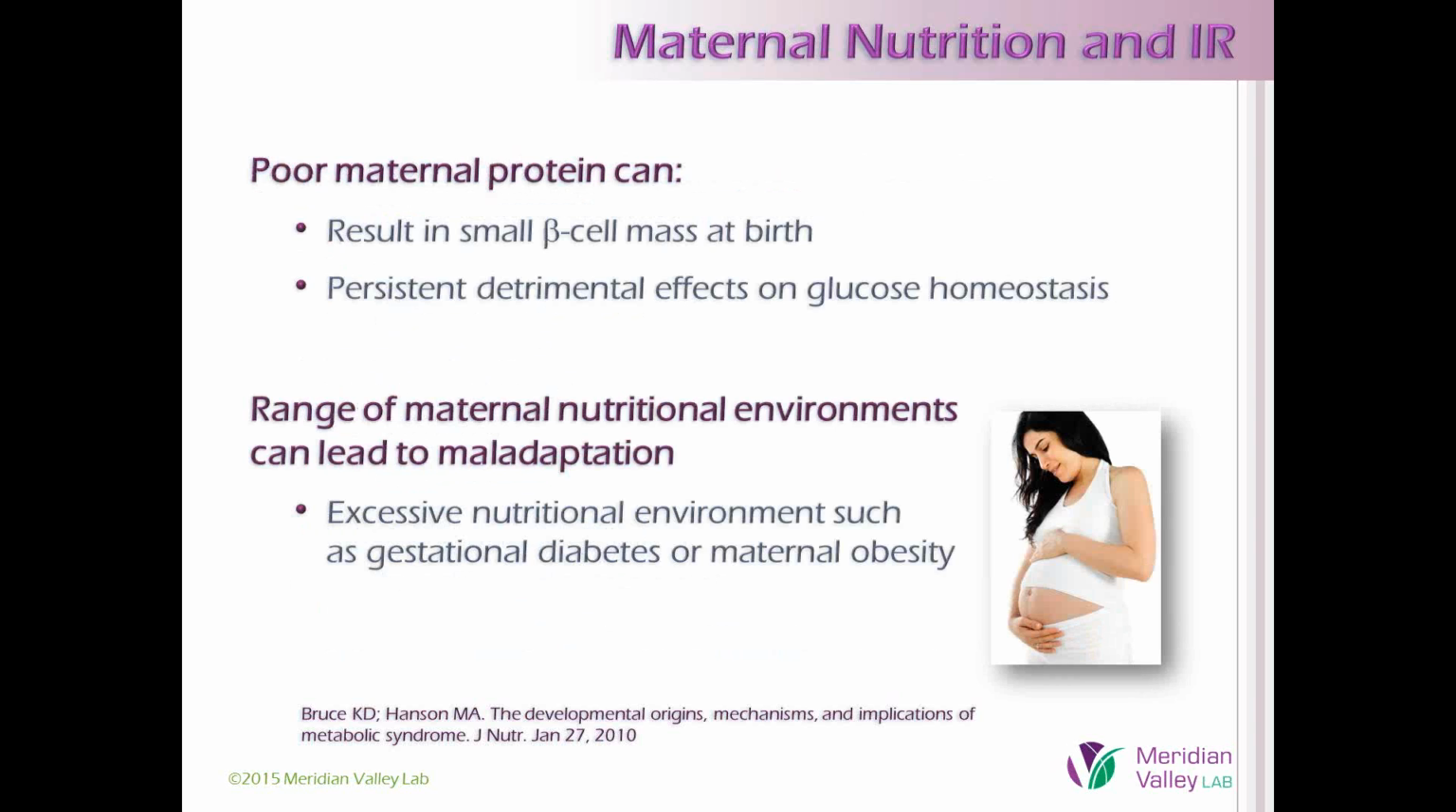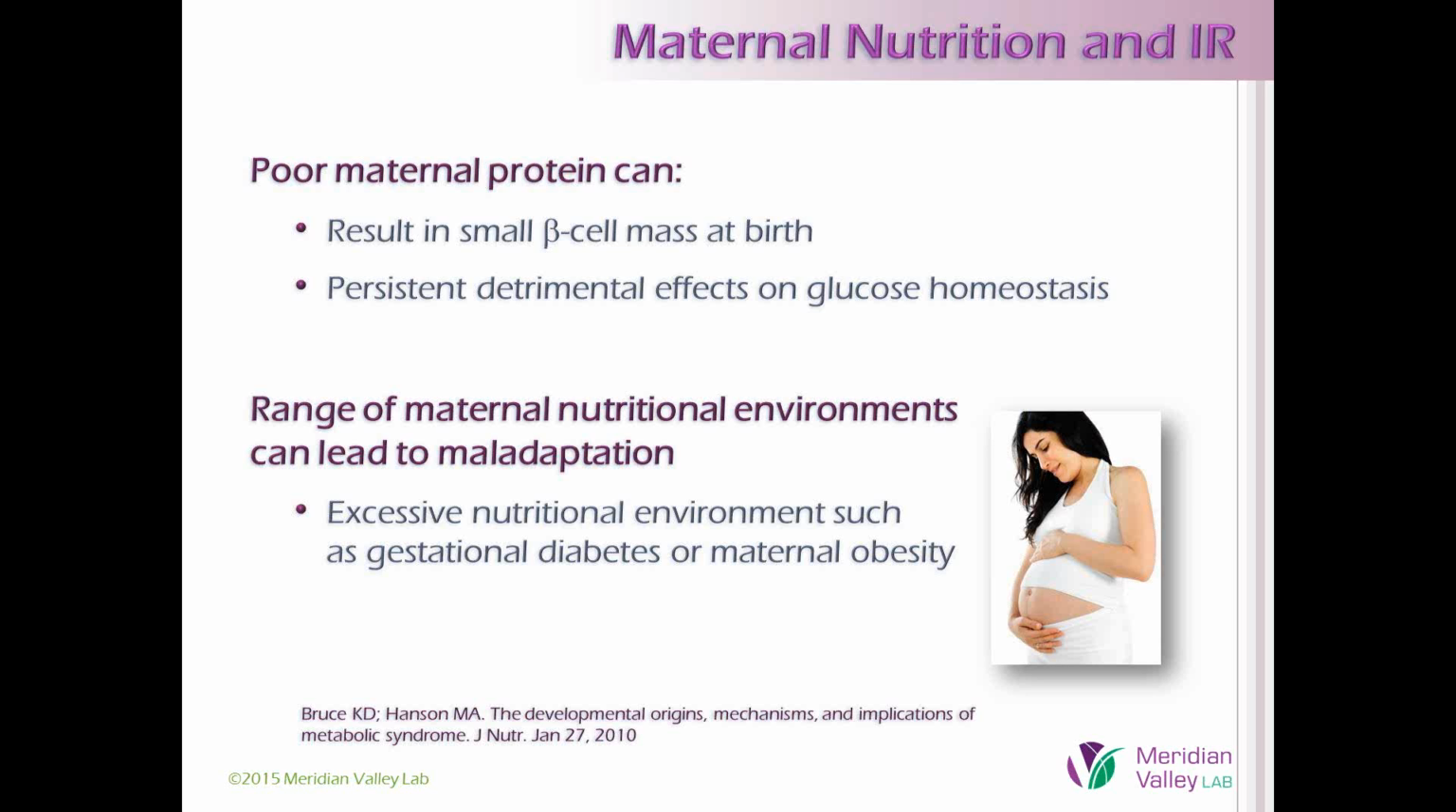Another thing that we see in terms of phenotypical expression is small beta cell mass at birth. This also predisposes the child in yet another way toward suboptimal glucose regulation as they get older.